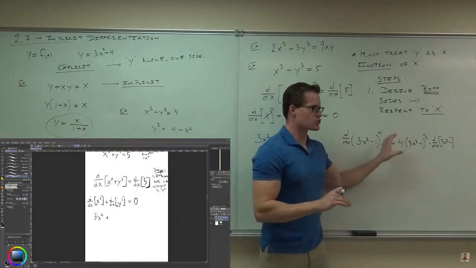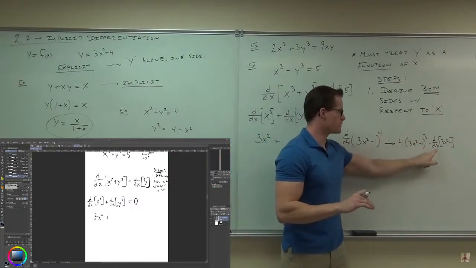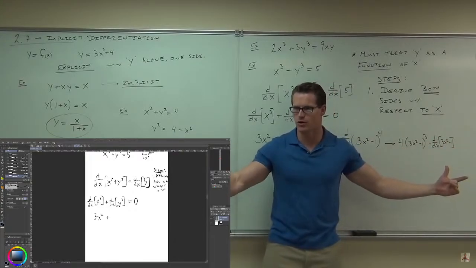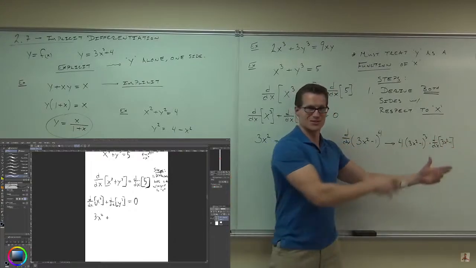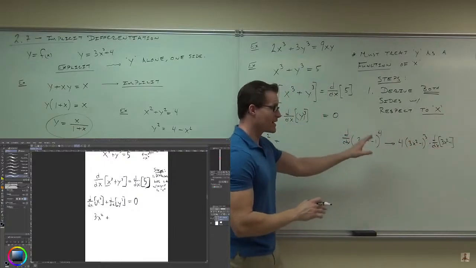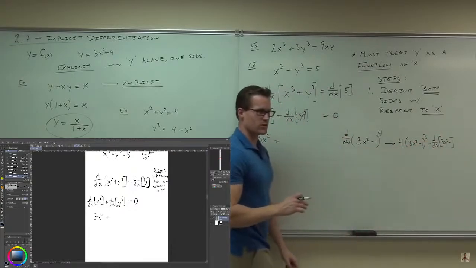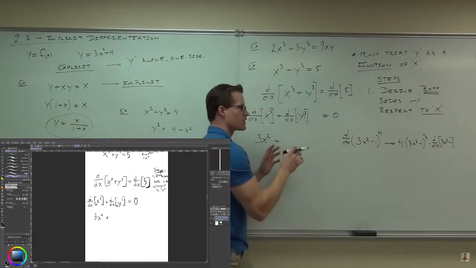We bring it down because that's a general power. We bring down the exponent, we subtract 1 from it. Derivative of the inside, you're familiar with this, right? You did homework on that, I hope. If you didn't, well, here's what you were supposed to do. You would get whatever the derivative is of that, and you would go 6x for that derivative, right?